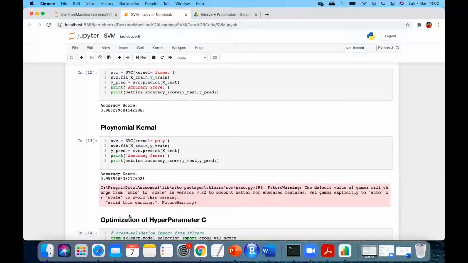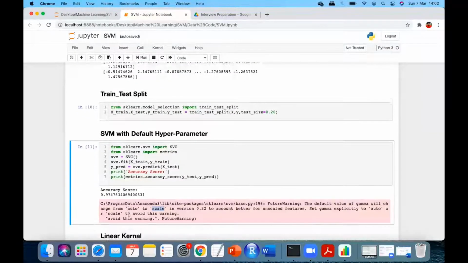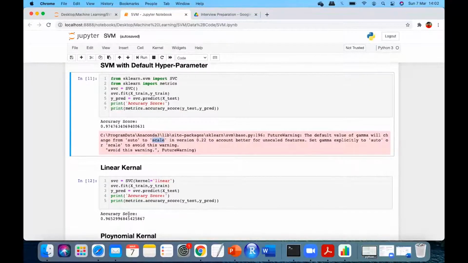Accuracy reduced. That means, what is the default kernel in sklearn? Linear. How can it be linear? Think about it. Can it be linear? No. Can you scroll down a bit?